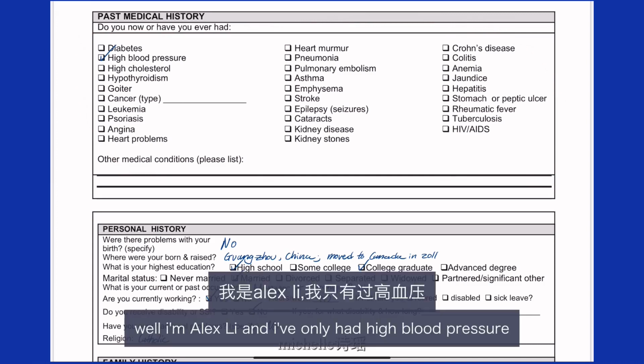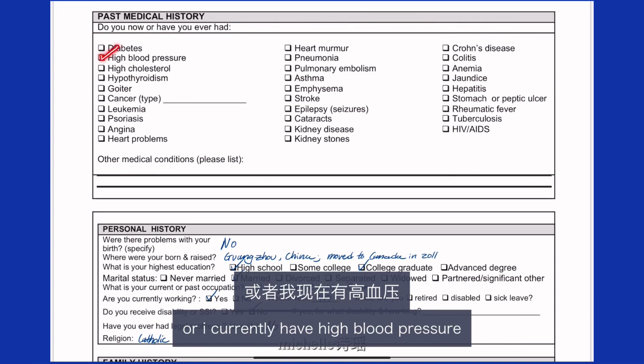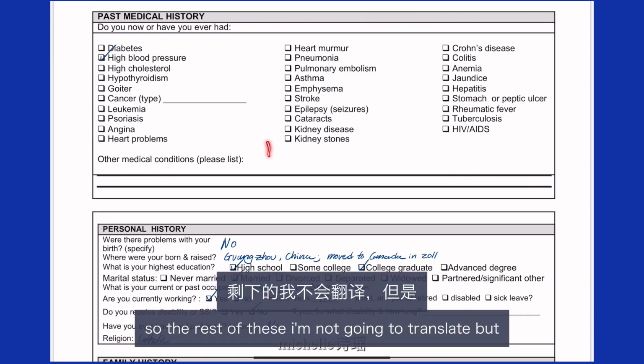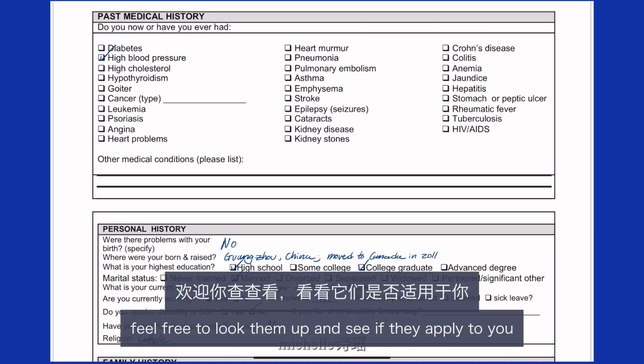Well, I'm Alex Lee, and I've only had high blood pressure, or I currently have high blood pressure. So the rest of these I'm not going to translate, but feel free to look them up and see if they apply to you.